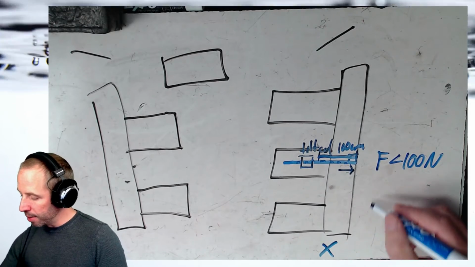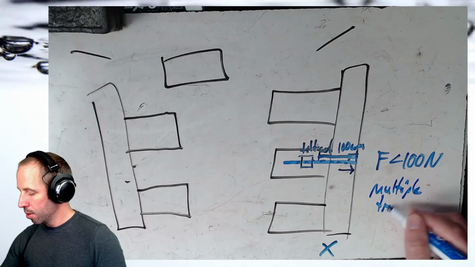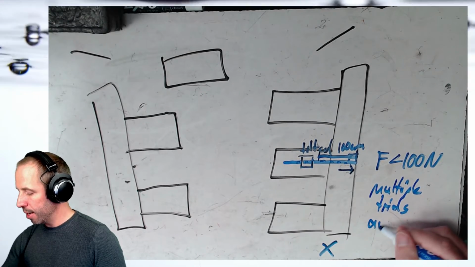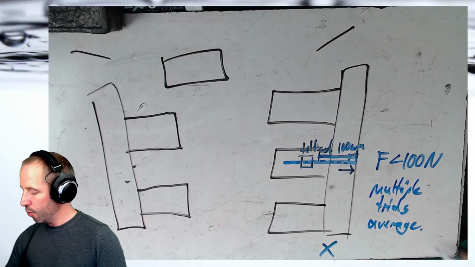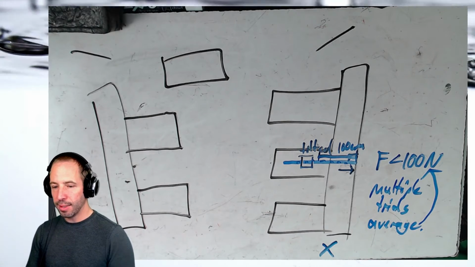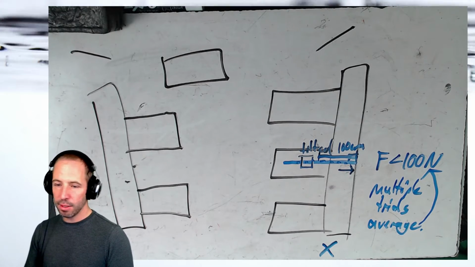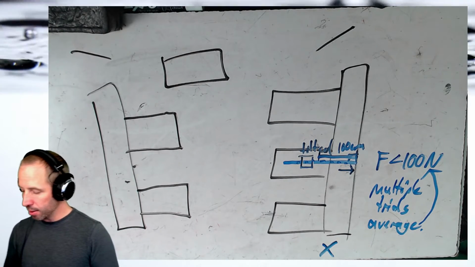Run it a bunch of times, do multiple trials, and average those force values together. And from that point forward, as long as your average is a little bit under 100 newtons, like I'd say anything over 80, anything less than 100, those are all fine setups. That means your system's configured and you're ready to go.